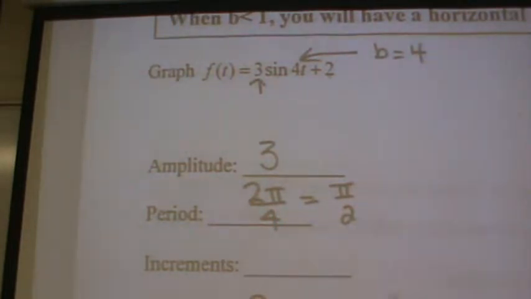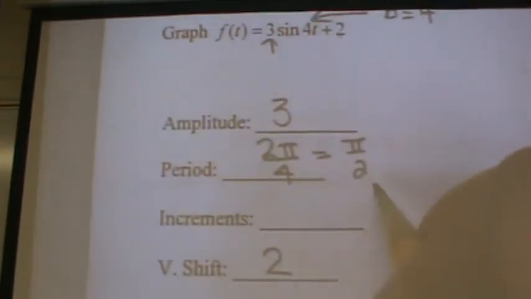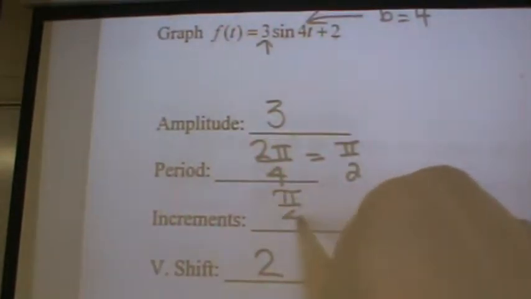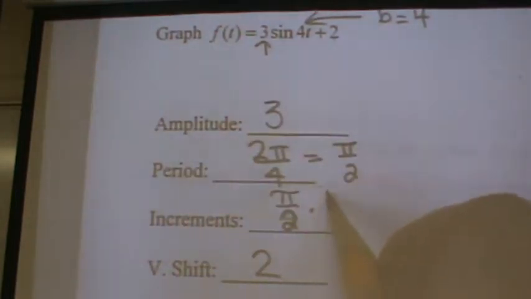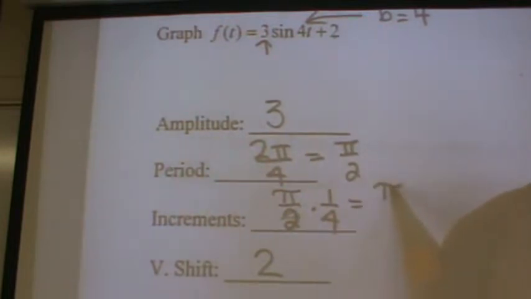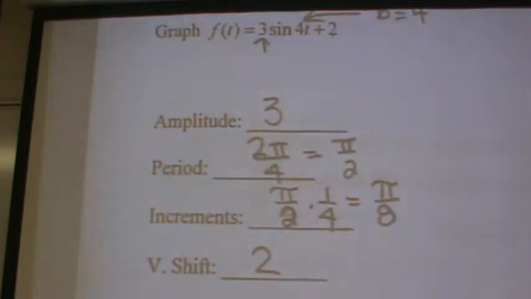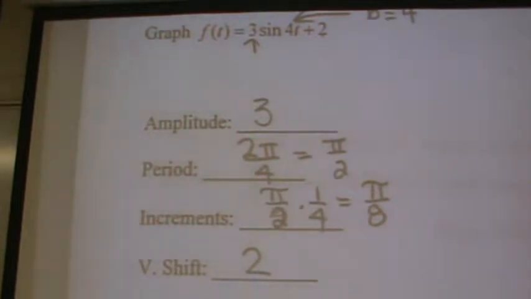We've got to go on, above, on, below, all by the time you reach pi over 2. So what will our increments be? Take your period and cut it into 4 sections. So in other words, they're pi over 8 increments. So you're going to count by pi over 8. So here we go: this is 1 pi over 8, this is 2 pi over 8, 3 pi over 8, and 4 pi over 8.